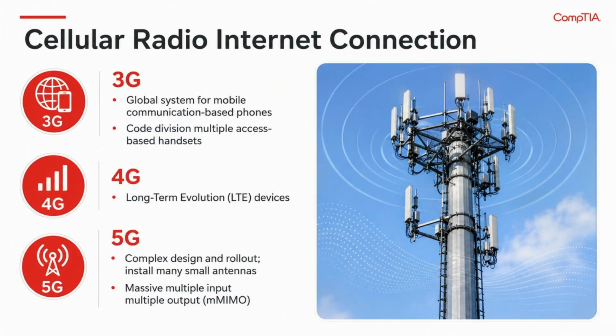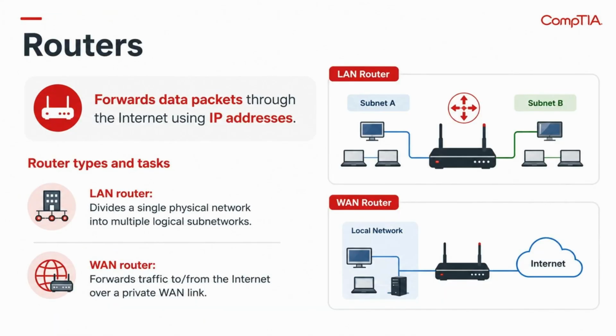Cellular internet has evolved through generations. 3G relied on GSM or CDMA-based handsets. 4G introduced LTE devices. 5G is a more complex rollout, requiring many small antennas and massive MIMO, multiple input, multiple output technology. A router forwards data packets through the internet using IP addresses.